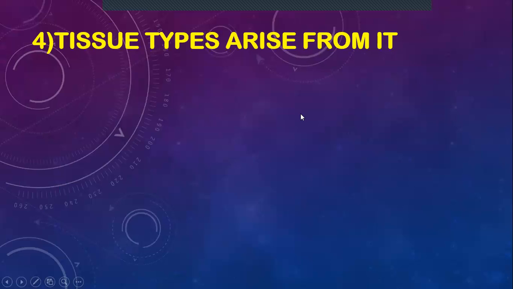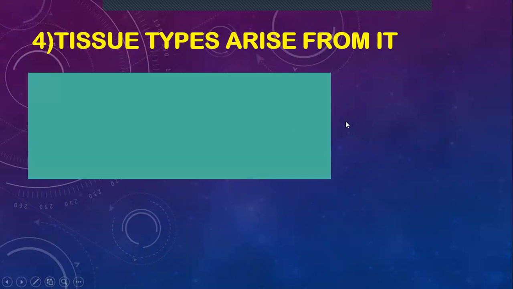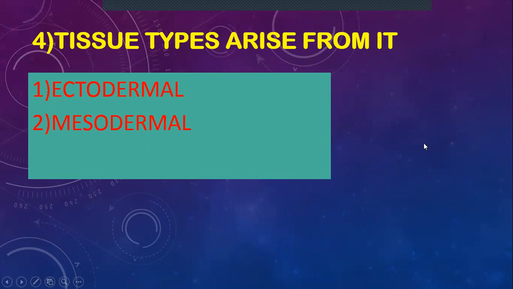Number four, the tissue types arise from it. All types. The ectodermal, the mesodermal, and the endodermal, they arise only from the pluripotent or totipotent or multipotent, but unipotent, no. The potency, it means what is the tissue type arise from them. I hope it's more clear now.